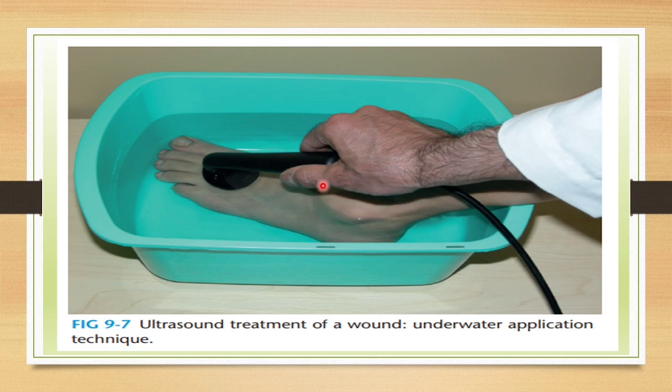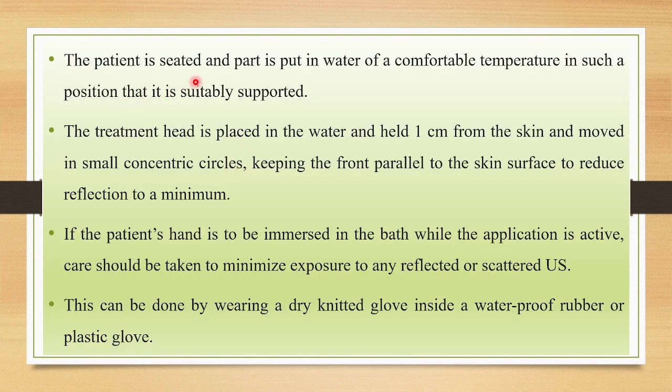So this is also one example for your water bath method. The patient is seated and put in water of a comfortable temperature in such a position that is suitably supported. The treatment head is placed in the water and held 1 centimeter from the skin and moved in concentric circles, keeping the front parallel to the skin surface to reduce the reflection to a minimum.